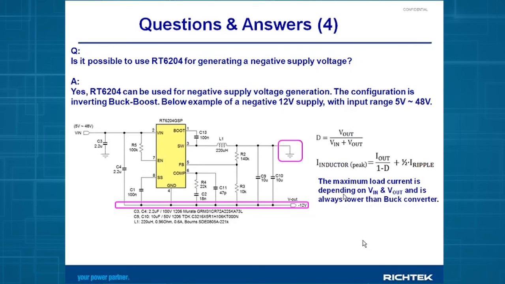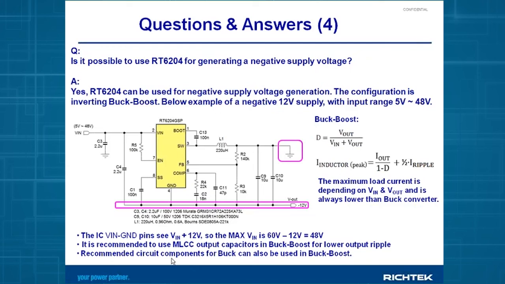And this has a slightly different duty cycle behavior. The duty cycle is V out over V in plus V out, which is different from buck. And also the inductor peak current is duty cycle dependent, which is different from a buck converter. So you will find from these formulas that the maximum load current of this application is lower than a buck converter.